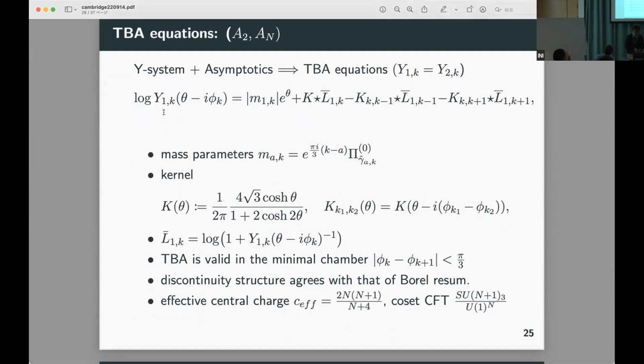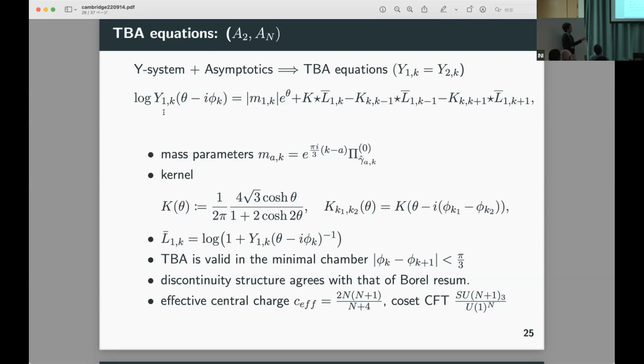So then we find the TBA equation from the Y systems. The difference from previously was that the kernel of the TBA system can be of a different form, with some different singularity structure. And again, this TBA is valid in the minimal chamber, neighboring phase small, but in this case it is relaxed to pi over 3.